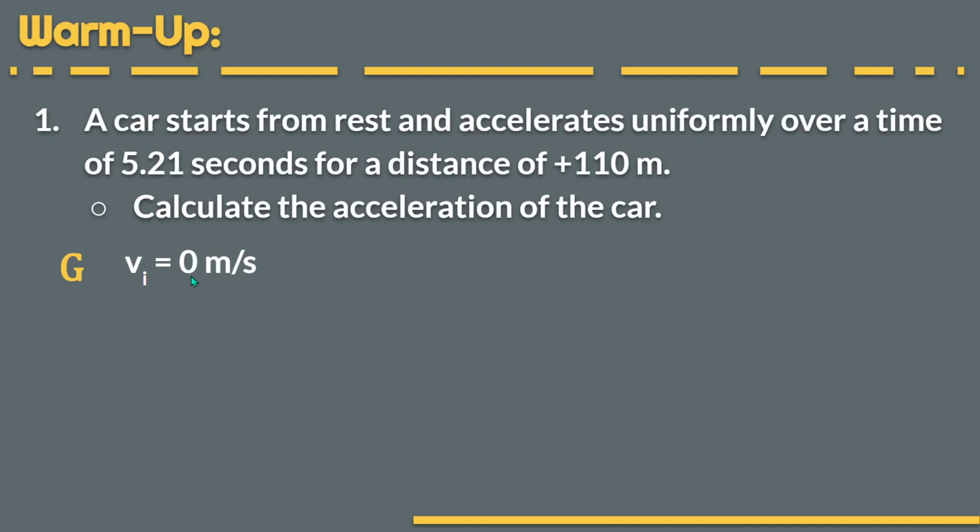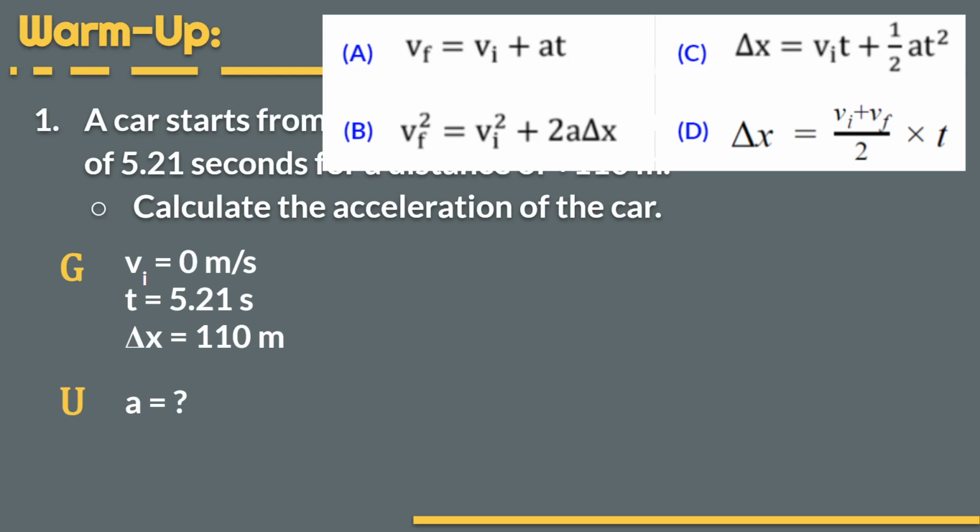The next piece of information I see is a number, a time of 5.21 seconds. So I know my time is 5.21 seconds. And then I have a displacement of positive 110 meters. That's all in the question. The unknown, what I'm being asked to find, is to calculate the acceleration of the car. Therefore, my unknown is acceleration. You want to label that too because you can't solve for it if it's not in the equation that you choose. And that's your next step, to pick the appropriate equation.